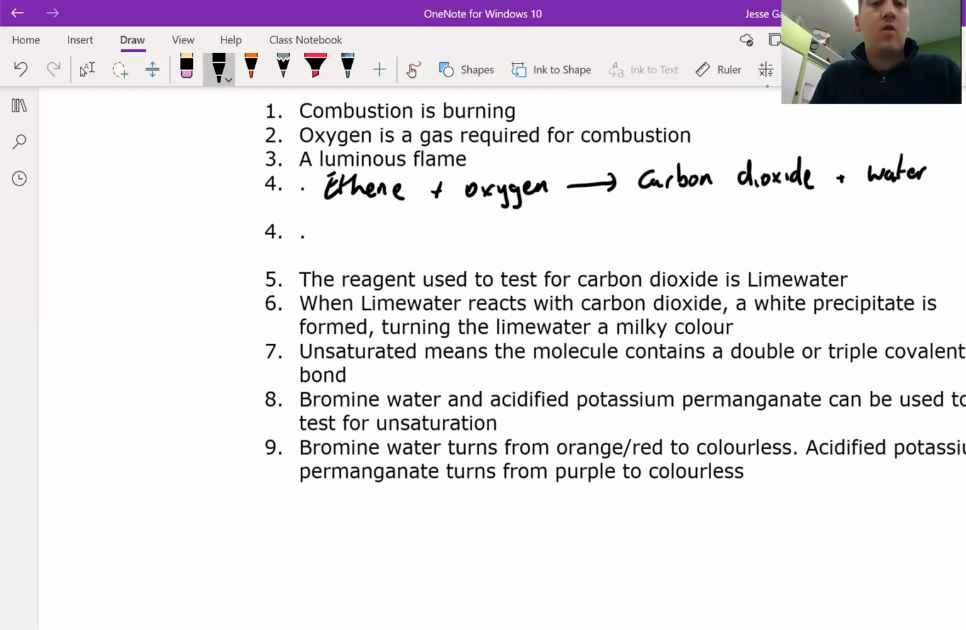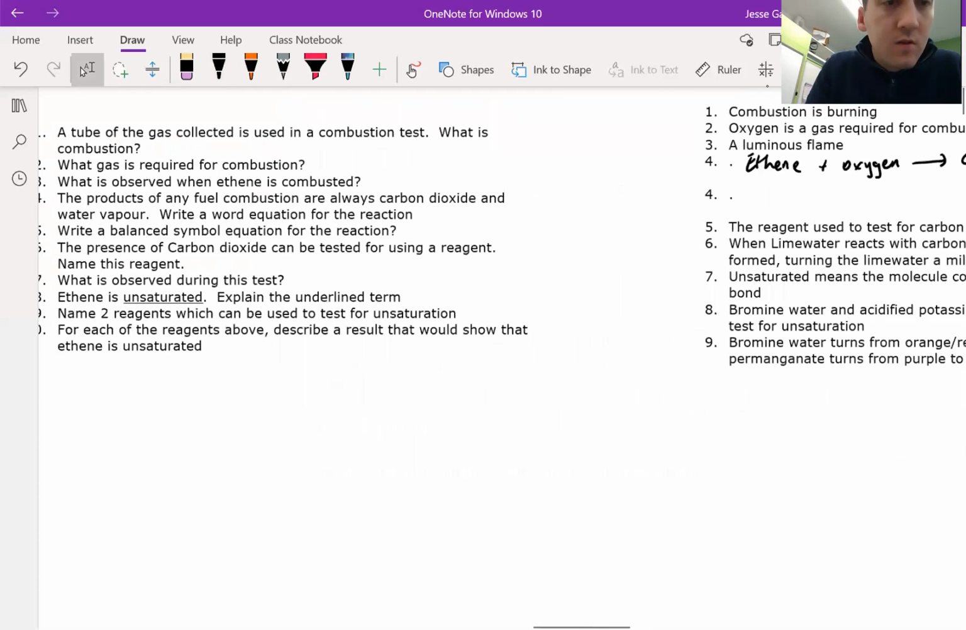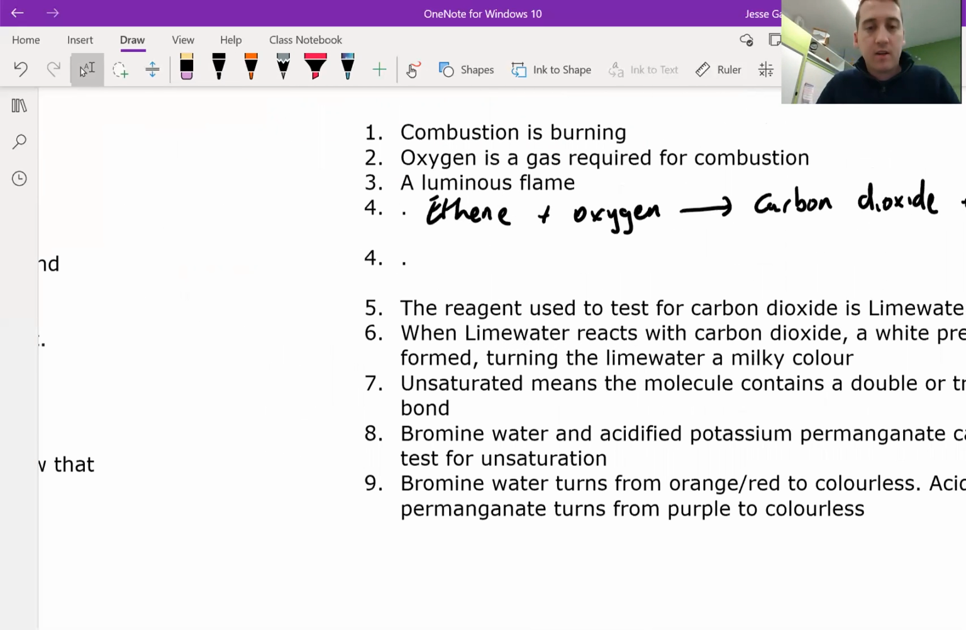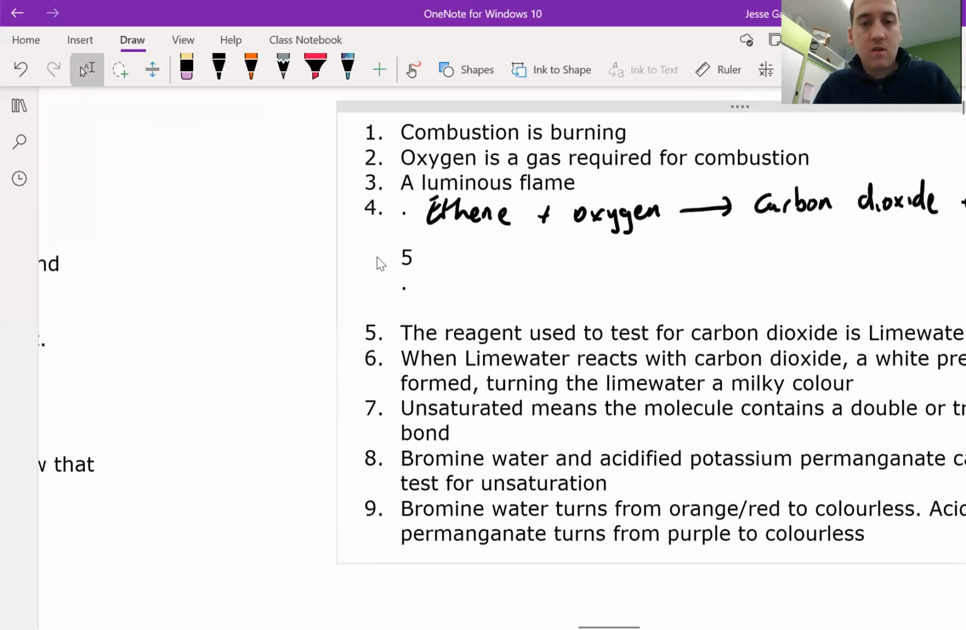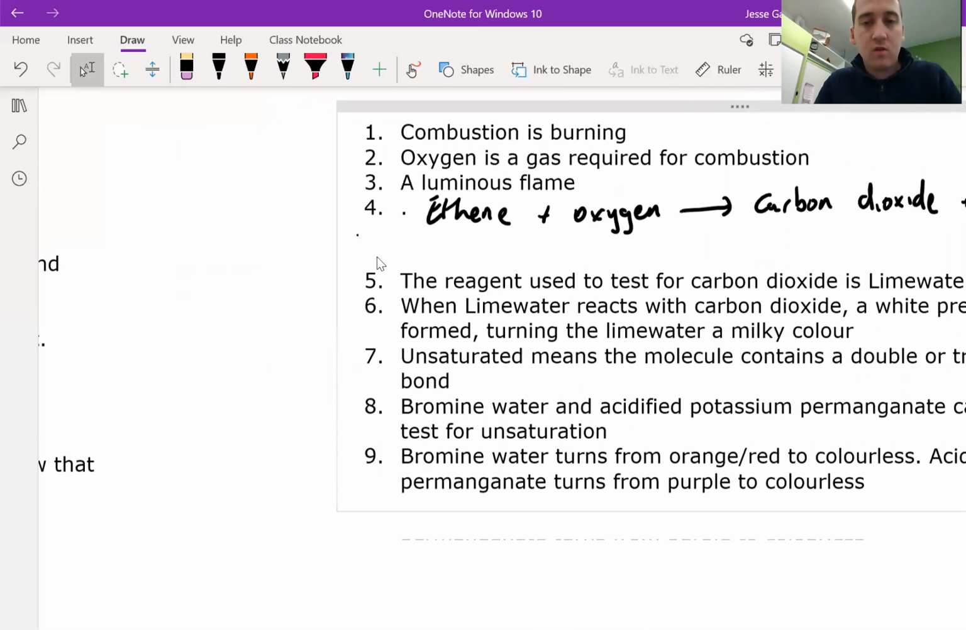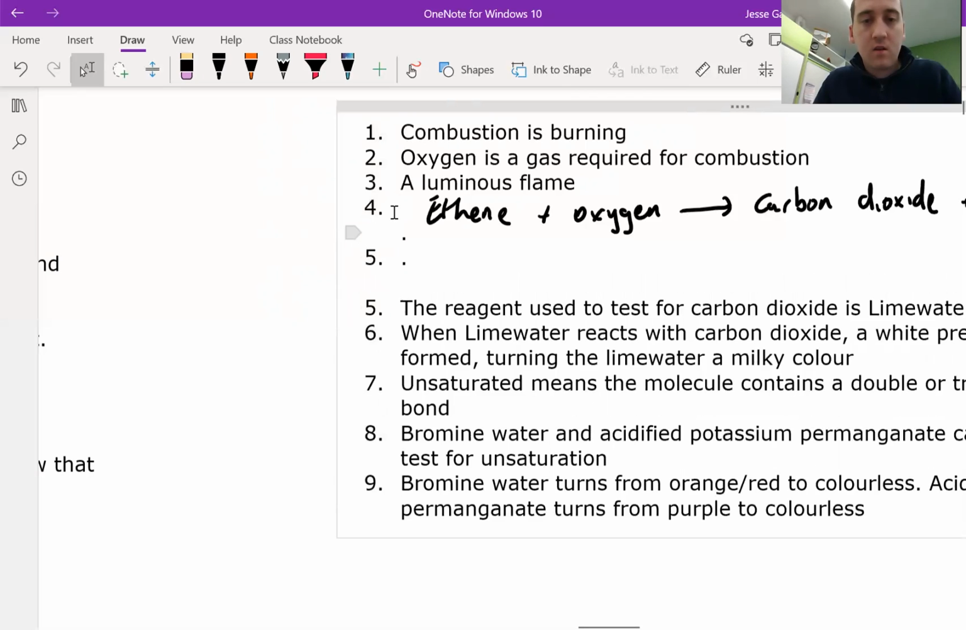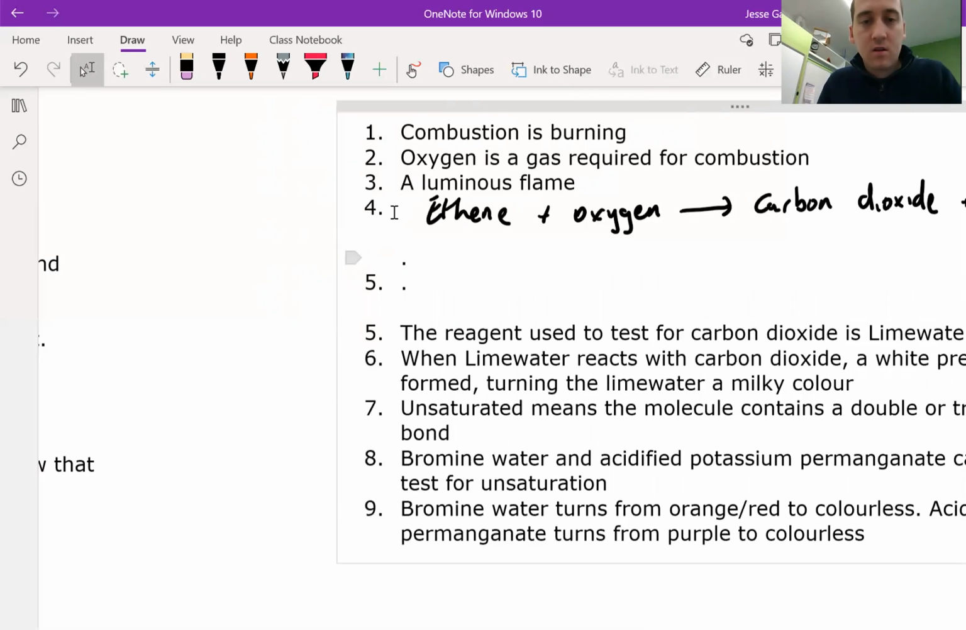The next question asked you to write a balanced symbol equation for the reaction. So again, I see my numbers are a little bit messed up here. This should be number 5. That means that should be number 6 and so on. I don't know why they won't fix themselves. There we go. Okay, so number 5, write a balanced symbol equation.